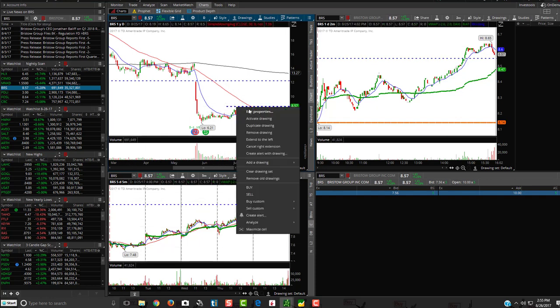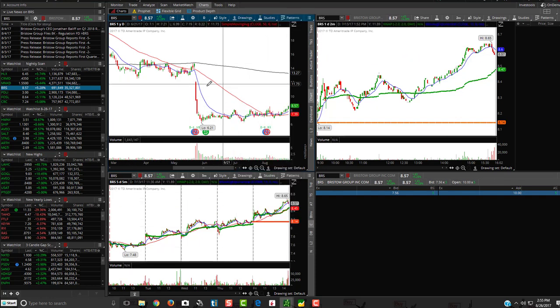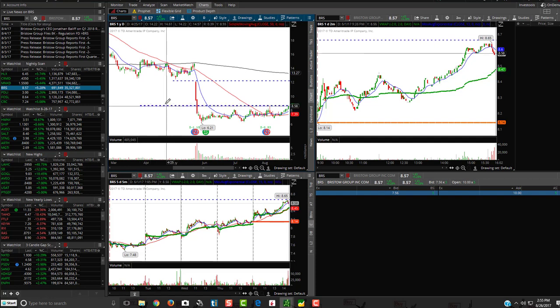Let me just do this. This thing could really be kind of crazy if it breaks this area, this 870 marker. So we'll put that on the watch list.